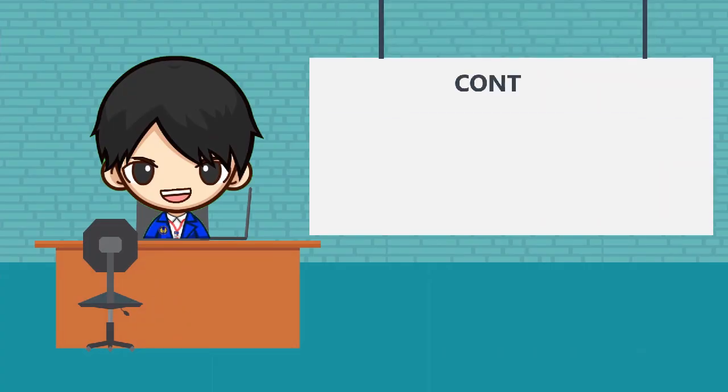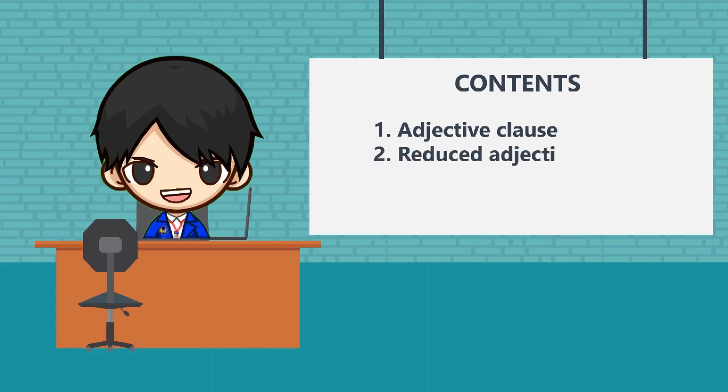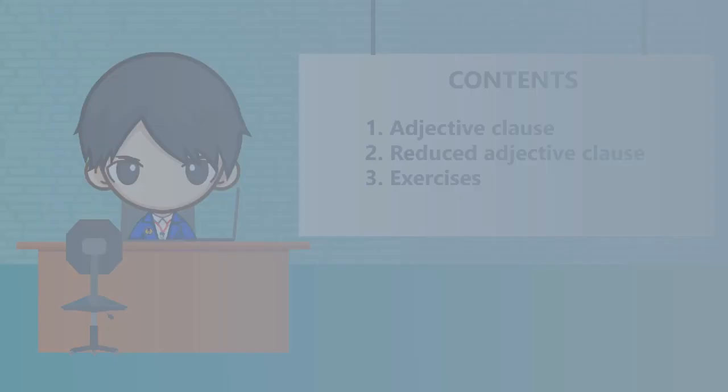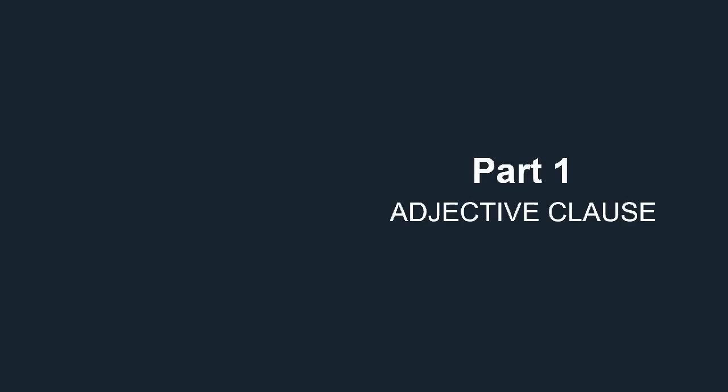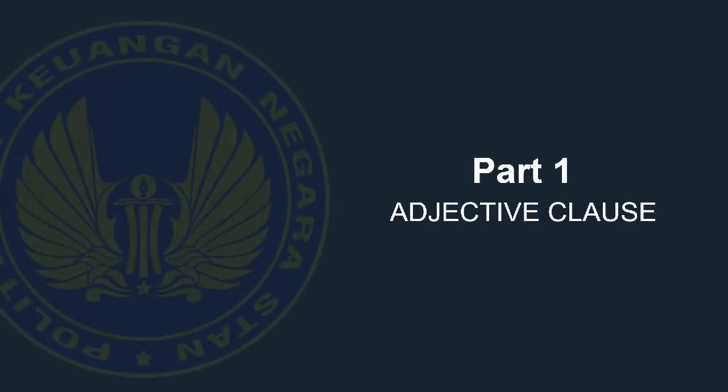We would like to talk about three topics of material. The first one is about adjective clause. The second one is about reduced adjective clause. Then the third one, we would like to do some exercises in the end. The first part, sentences with adjective clause.